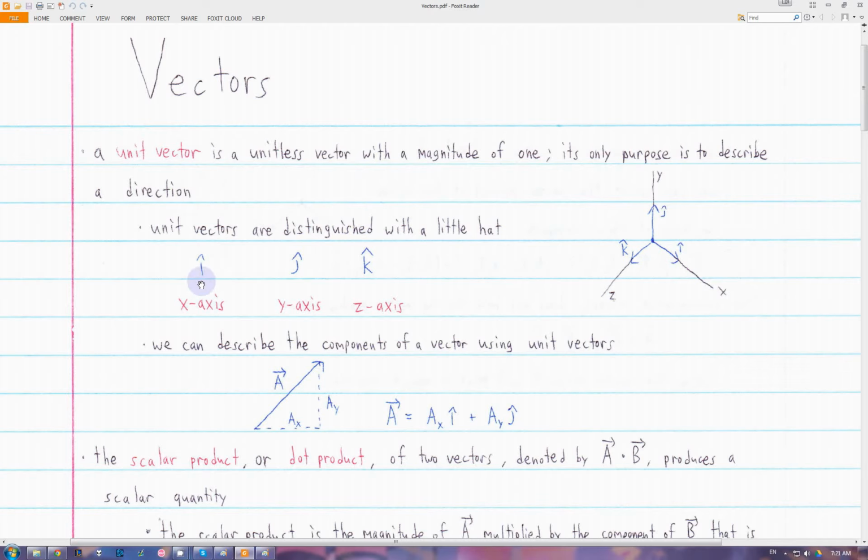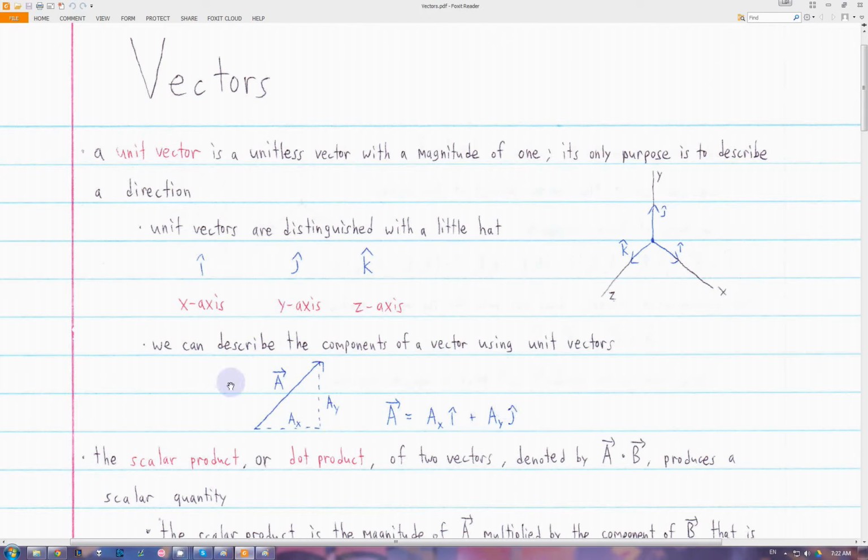The i unit vector points along the x-axis, the j unit vector points along the y-axis, and the k unit vector points along the z-axis. And so we distinguish a unit vector from a regular vector with this little hat on top of the letter. And so we can rewrite any vector in terms of its components using unit vectors.